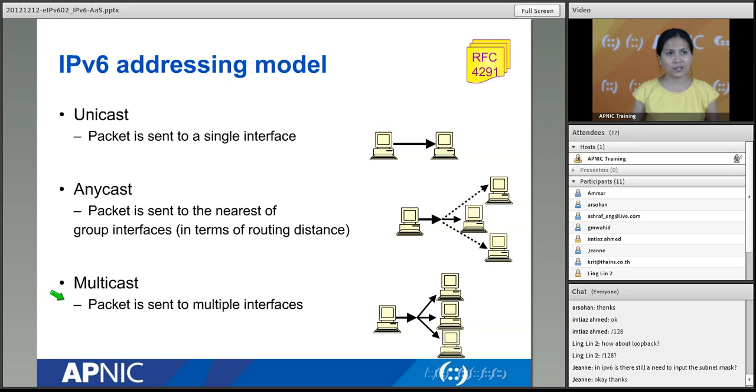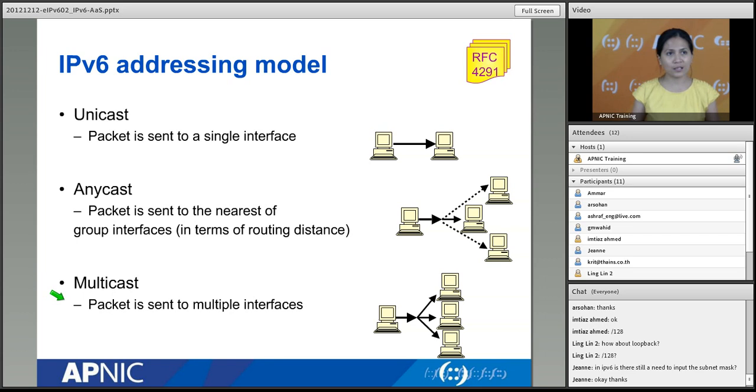Unicast is of course very easy. That's one-to-one. Your one source interface connects to another single destination interface. So if you set a source address and a destination address, and send a packet to a unicast address, only one interface in the destination address can receive it.